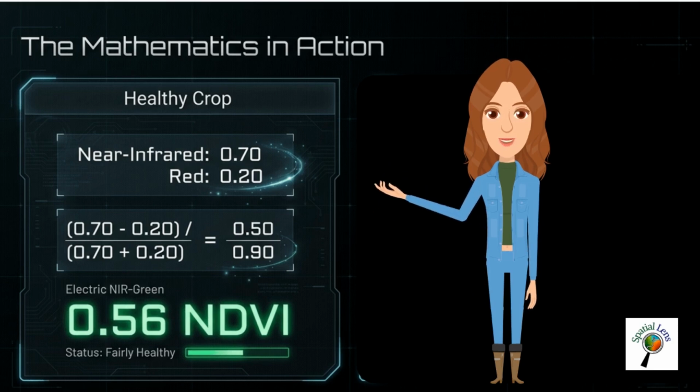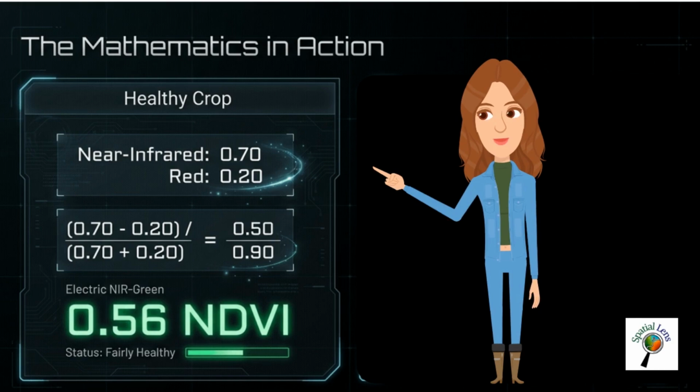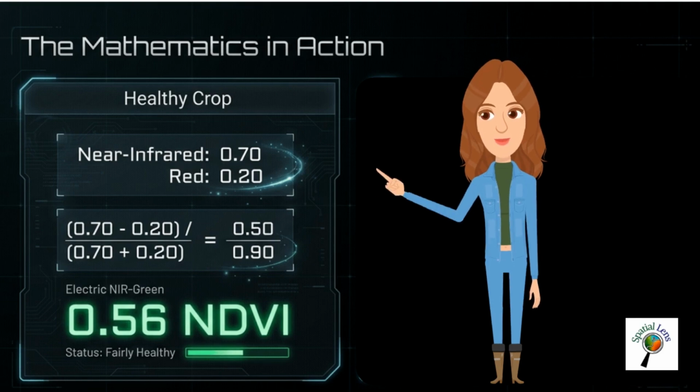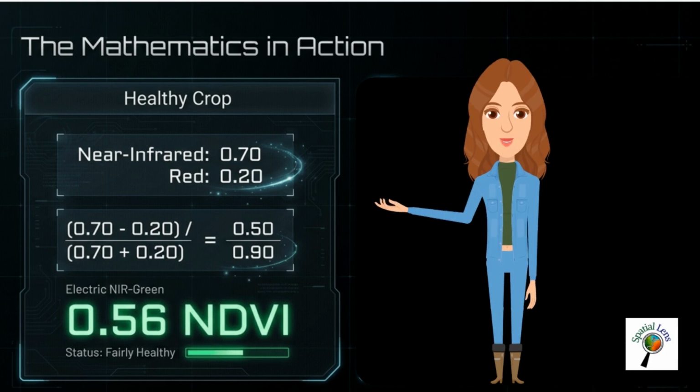Let's take a numerical example. Suppose a crop field reflects near-infrared equals 0.7, red equals 0.20. Putting these into the formula, NDVI is almost equal to 0.56. An NDVI of 0.56 suggests fairly healthy vegetation.